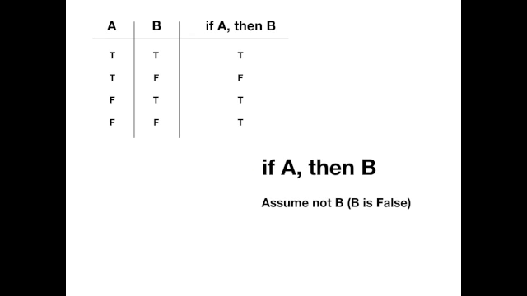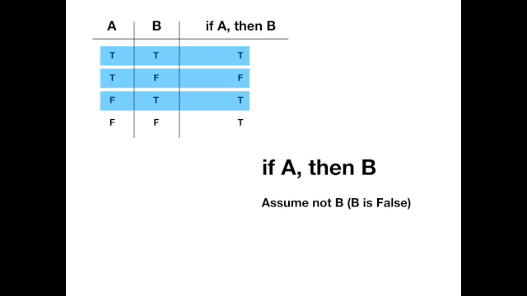We're going to look closely at this by saying if A then B, and then we're going to assume that B is false. In this case, we're not in the 2 rows where B is true, and we're not in the row where if A then B is false. That means that we need to be in the row where both A and B are false, and if A then B is true. In that case, we can conclude that A must be false.